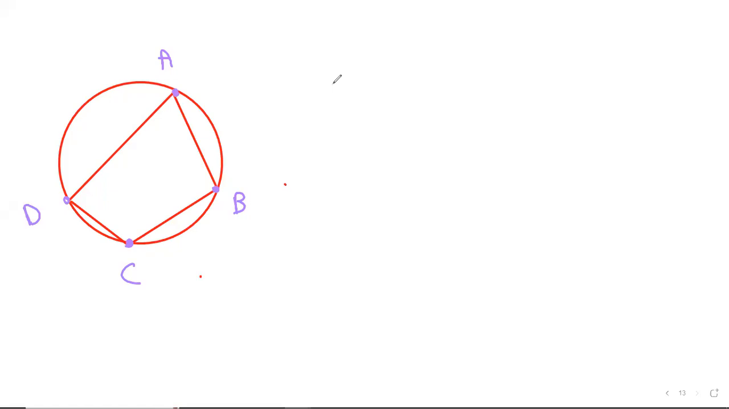What is the cyclic quadrilateral? The cyclic quadrilateral is a quadrilateral figure whose four vertices belong to one circle. So here we have A on the circle, B is on the circle, C lies on the circle, and D lies on the circle. So this quadrilateral is cyclic.